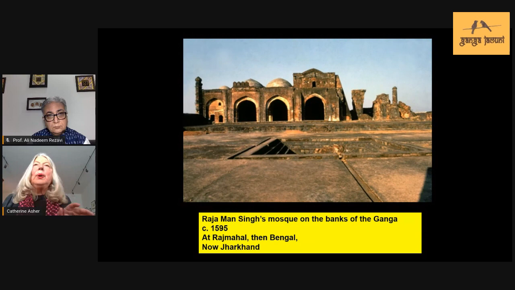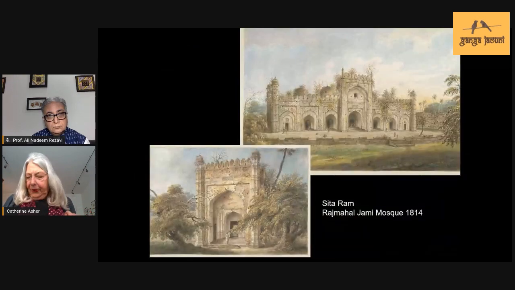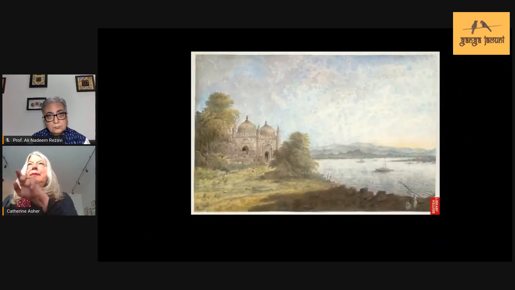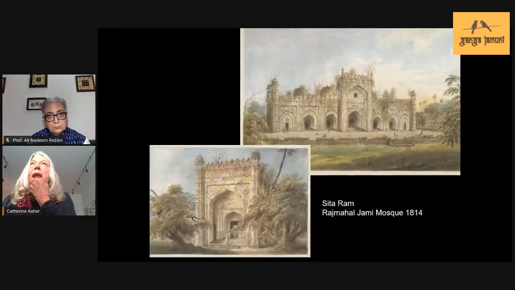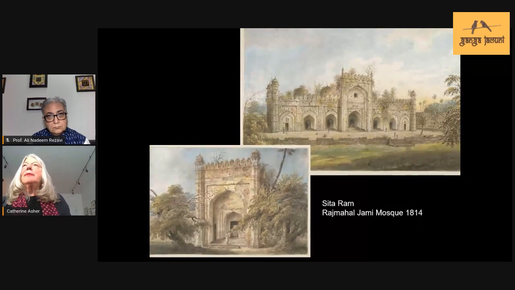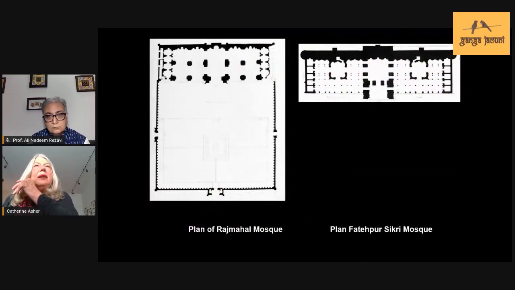The mosque is a very large mosque. I'm sorry, and you can see, just to get an idea of its setting of how it would have been highly visible. This is a painting by Sitaram of the mosque, showing you that, again, it would have been a large, imposing structure. And if we look at the mosque, it's two things.